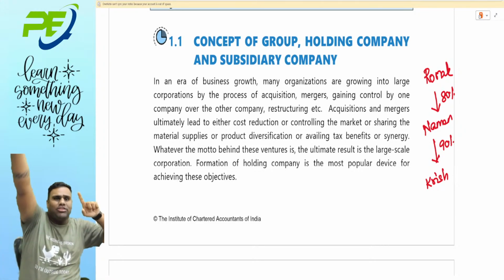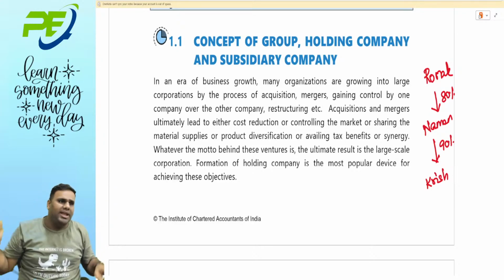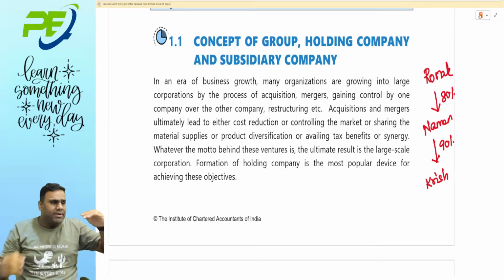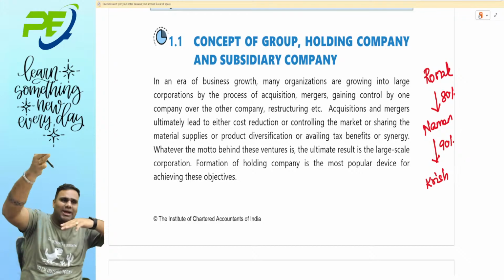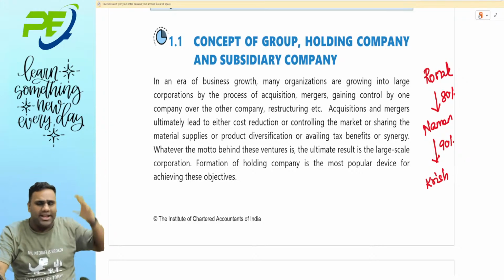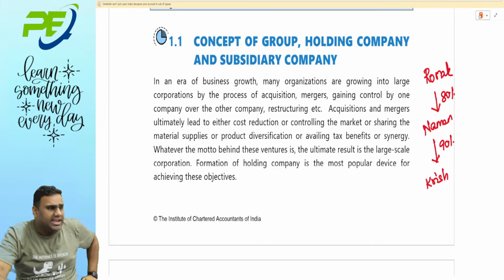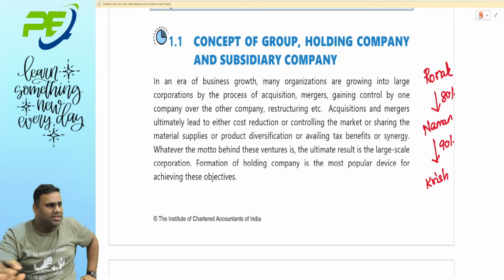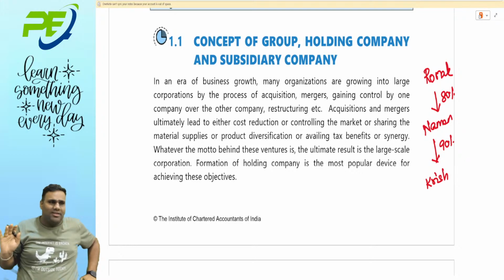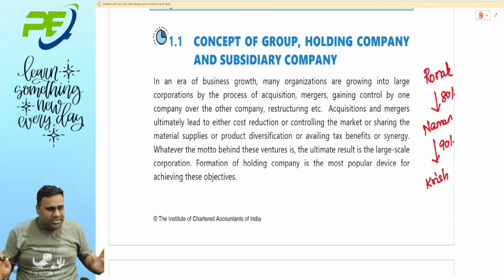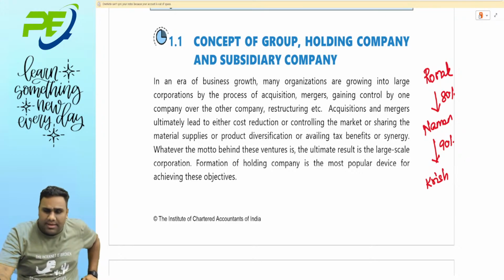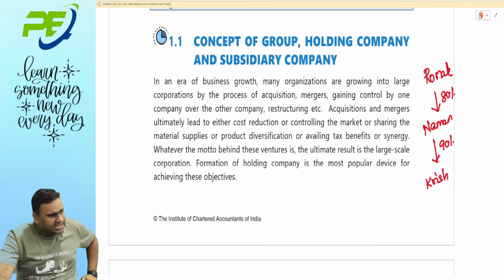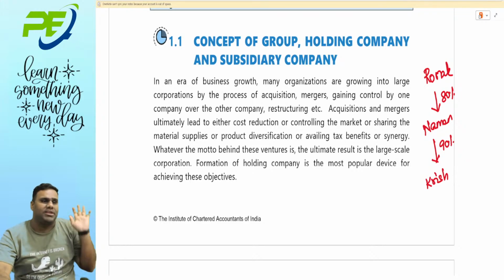So holding company is ultimate holding. Between Ronak and Krish, Ronak will be ultimate holding. There's no ultimate subsidiary, it is just subsidiary. So between Ronak and Naman, Naman is subsidiary. Between Naman and Krish, Krish is subsidiary. Between Ronak and Krish, again Krish is subsidiary.